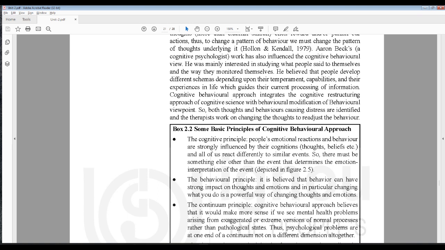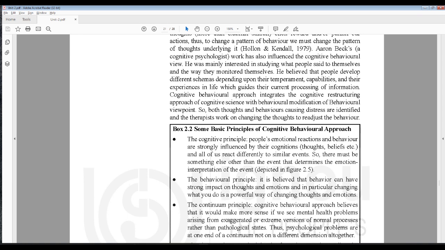Hoyen and Kendall, 1979. Aaron Beck's, a cognitive psychologist, work has also influenced the cognitive behavioral view. He was mainly interested in studying what people said to themselves and the way they monitored themselves. He believed that people develop different schemas depending upon their temperament, capabilities, and their experiences in life, which guides their current processing of information. Cognitive behavioral approach integrates the cognitive restructuring approach of cognitive science with behavioral modification of behavioral viewpoint. So, both thoughts and behaviors causing distress are identified and the therapists work on changing the thoughts to readjust the behavior.